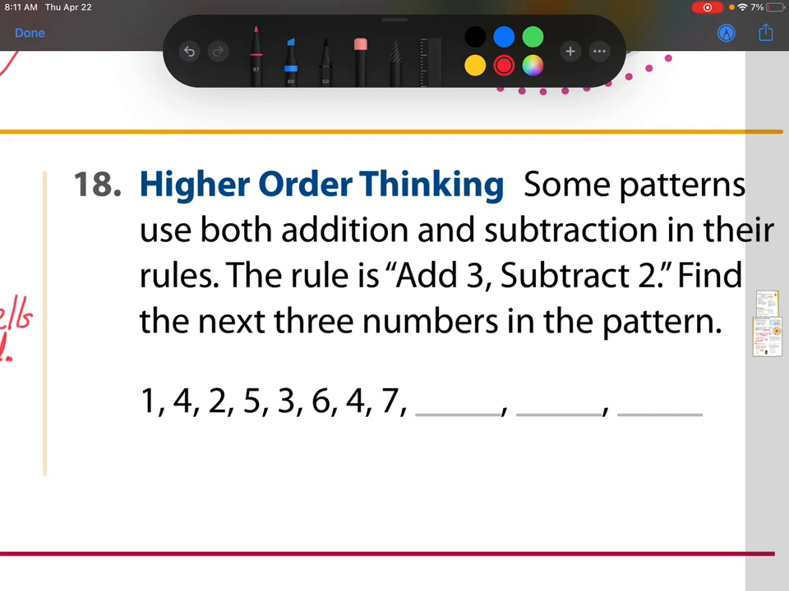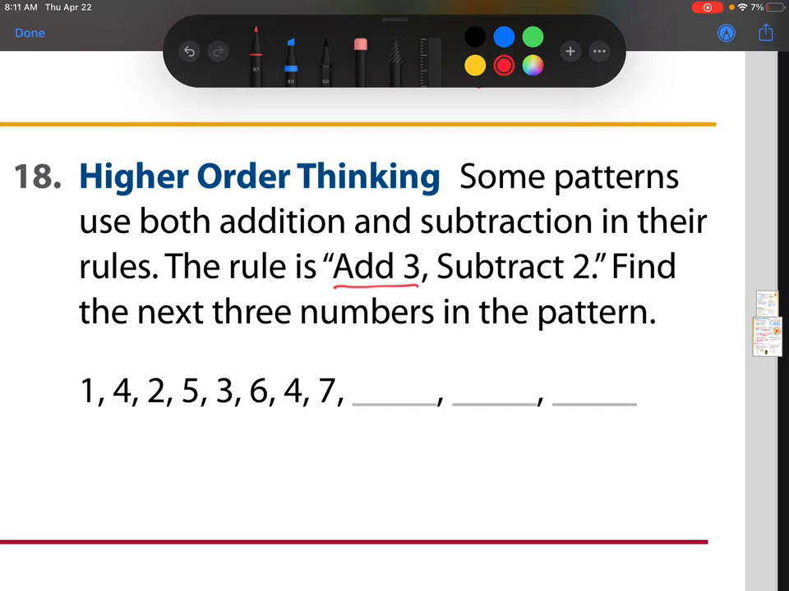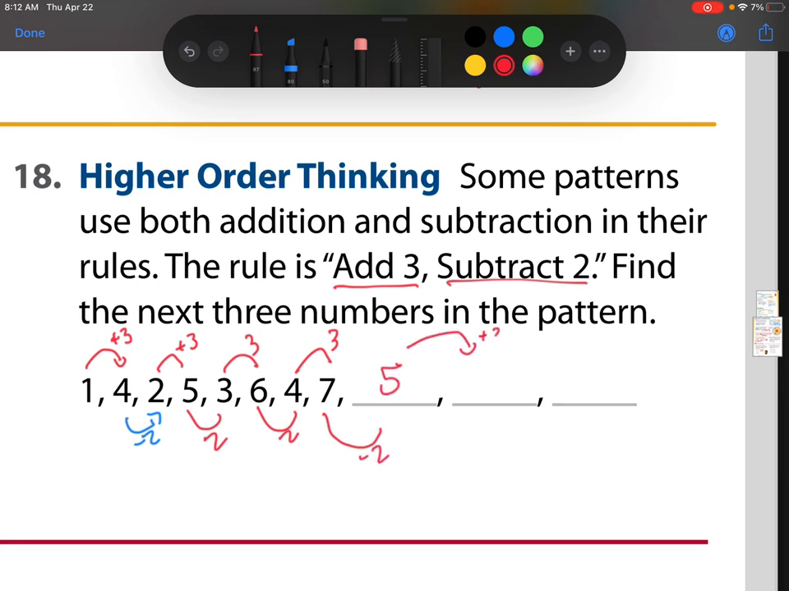Number 18 now. Some patterns use both addition and subtraction in their rules. The rule is add 3, subtract 2. Find the next 3 numbers in the pattern. Well, what do we have here? We add 3, and then we subtract 2. We add 3, subtract 2. Add 3, subtract 2. Add 3. So we see the next one should be a subtract 2. So that will be a 5. Then we add 3. Then we subtract 2.